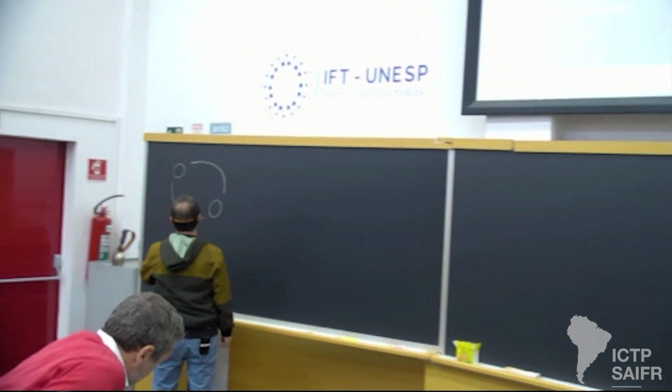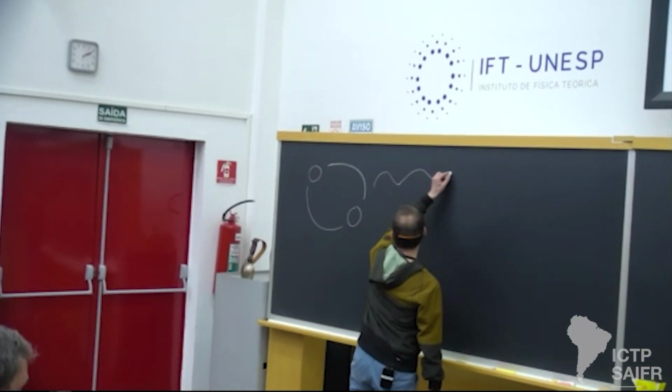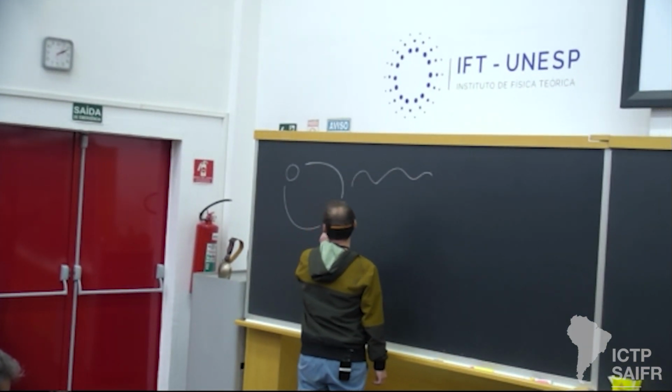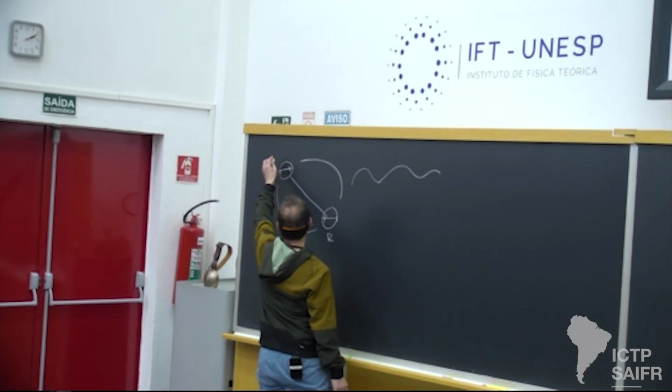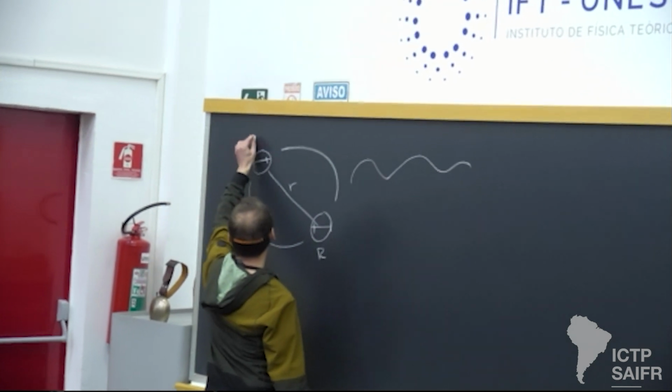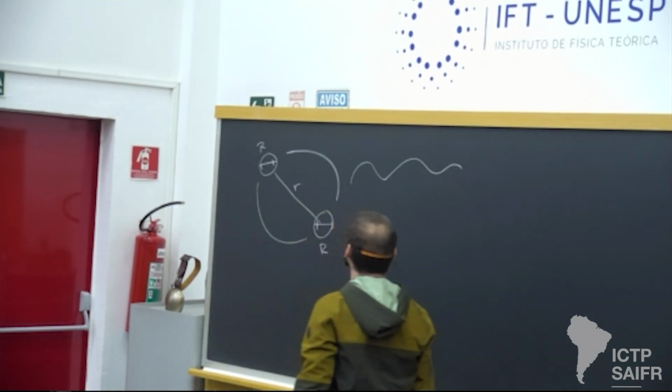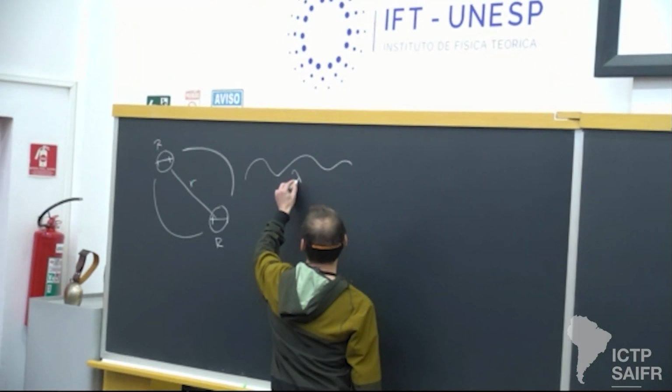All right, remember that we were trying to solve this problem. We had these two black holes, two compact objects of some size r going about and emitting gravitational waves.